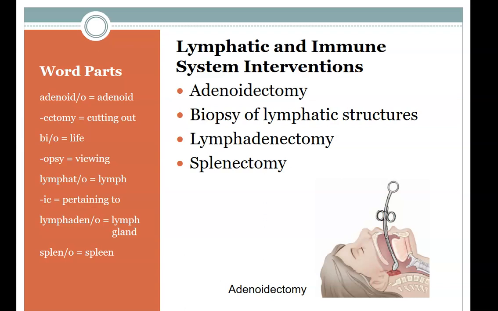Lymphatic and immune system interventions. An adenoidectomy is the removal of the pharyngeal tonsils, the adenoids. Biopsies of lymphatic structures are removal of the lymph nodes or lymphatic tissue as a means of diagnosis and treatment. A lymphadenectomy is the removal of a lymph node, the same as a lymph gland. A splenectomy is the removal of the spleen.